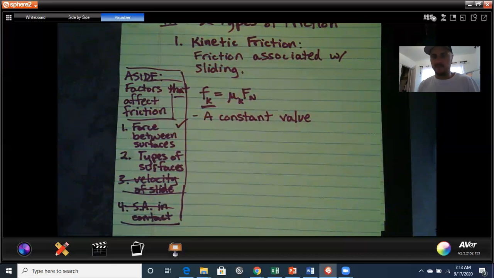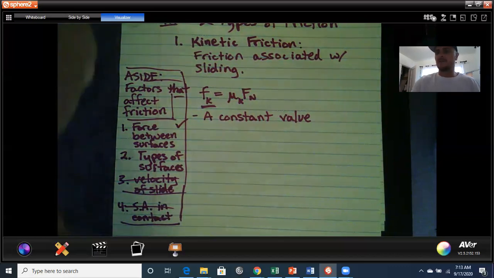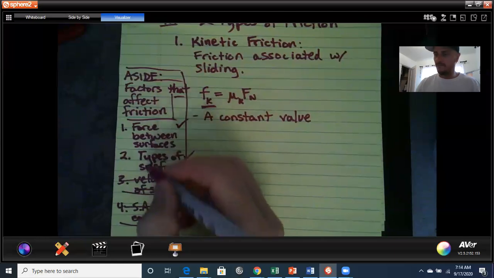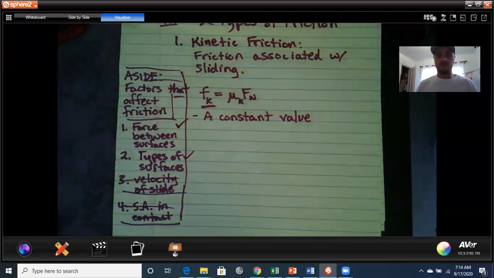And then obviously, based on my example before, you can have examples with 2 very grippy surfaces like tire and road. But what about hockey puck and ice? That would be a very smooth set of surfaces, and therefore you would have a much lesser friction. So types of surfaces definitely do matter. So these are my 2 factors that affect friction in general.